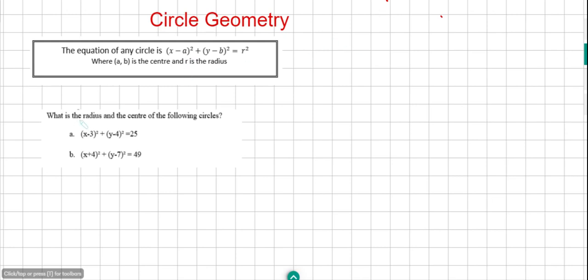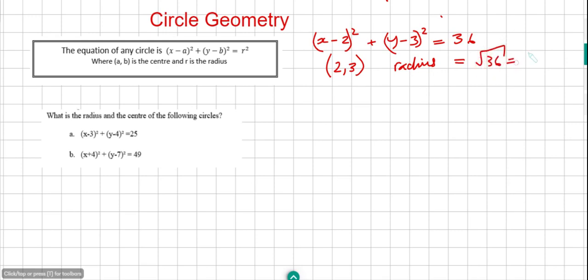So, for example, if we had an equation of a circle which was (x − 2)² + (y − 3)² = 36, then what that would mean is that our value of a here is 2 and our value of b is 3, so it's centered on (2, 3), and the radius is the square root of 36, which is 6.